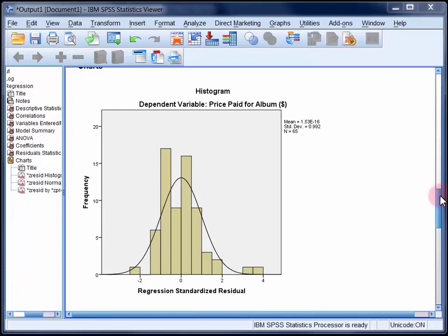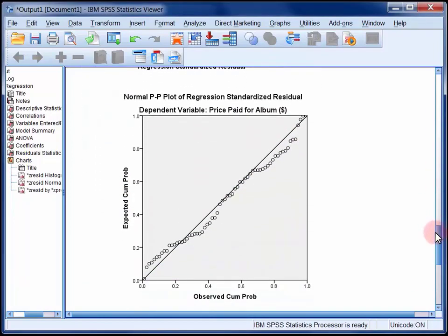Now, normality of residuals can also be assessed by looking at this normal PP plot of regression standardized residuals. Here, the normal distribution is represented by the diagonal line. The points on this plot should hug the line as closely as possible.